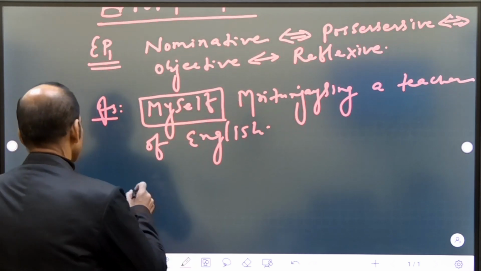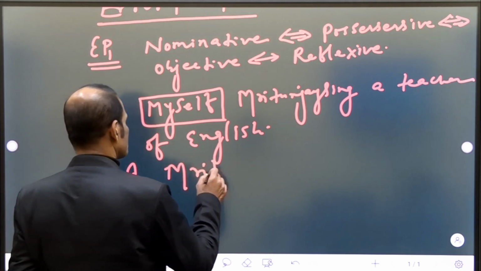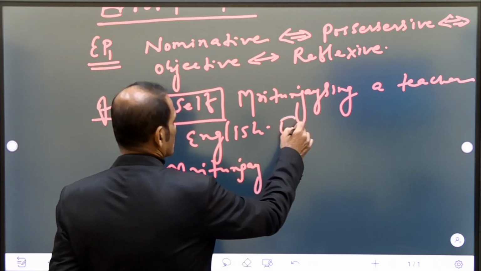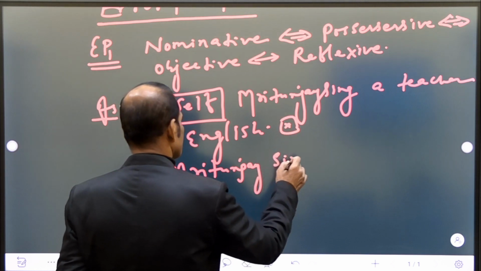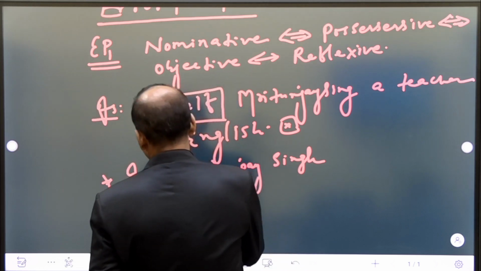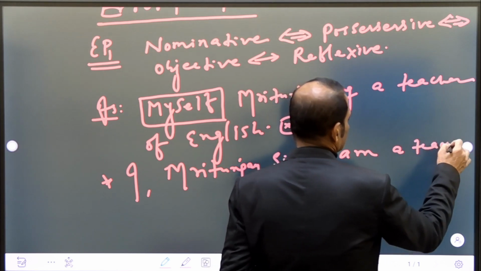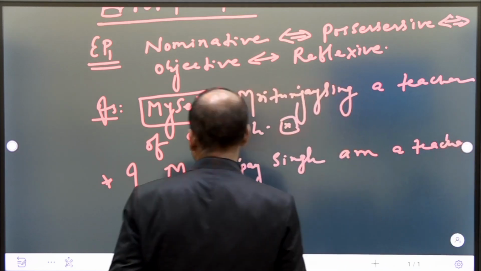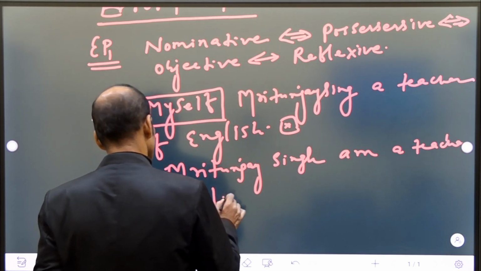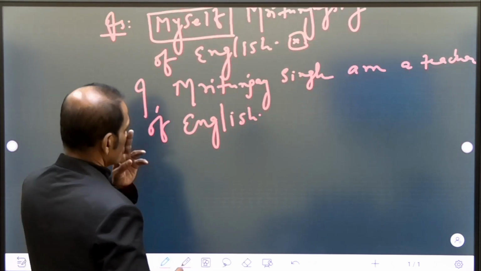Here I should write I, Mrityunjay Singh. This one is wrong here. I, Mrityunjay Singh, am a teacher of English. A teacher of English. Okay.